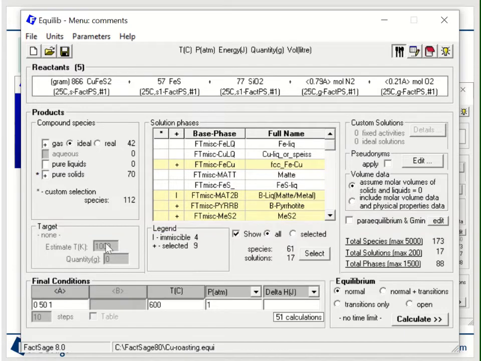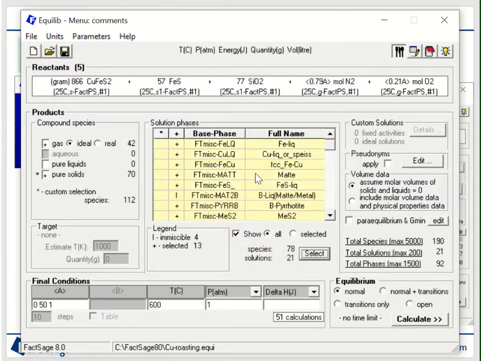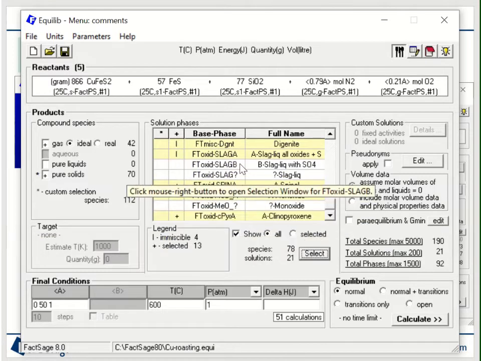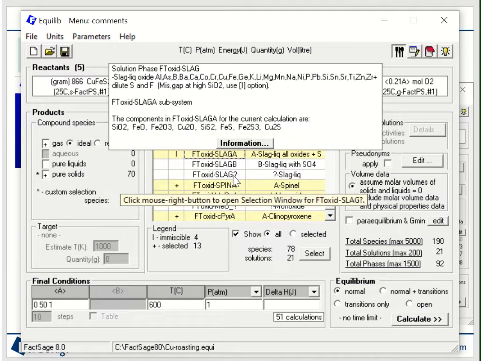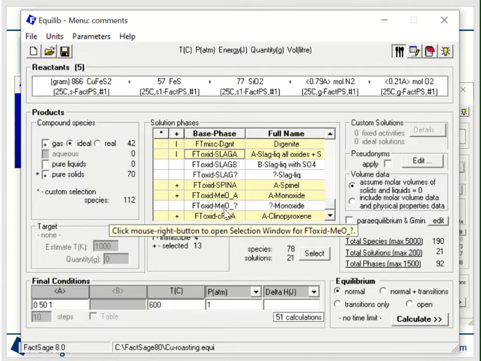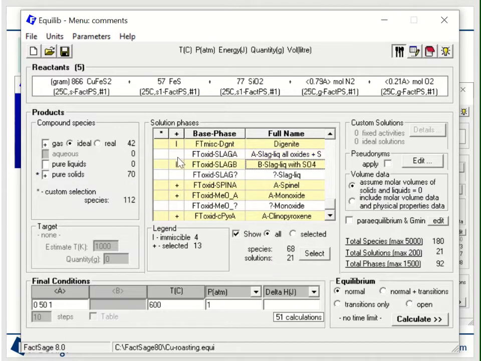And now you have to do the phase selection. If you go here and select, for example, all solution, it will take all solutions from FT miscellaneous and also the FT oxide database. Sometimes something looks not selected because there's the slag-A/B option, and by default we take the first one as the most accurate solution. So it looks like something is not selected, but it doesn't matter, because among the three we have to select one.